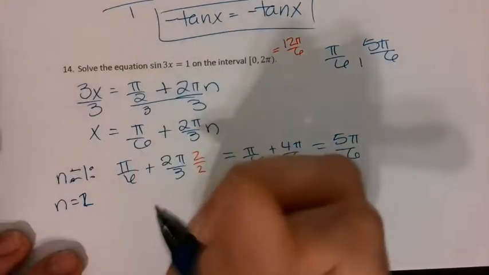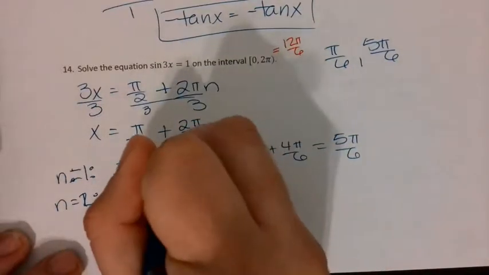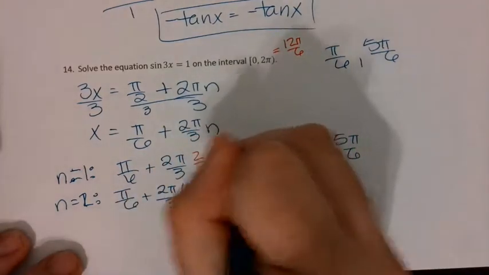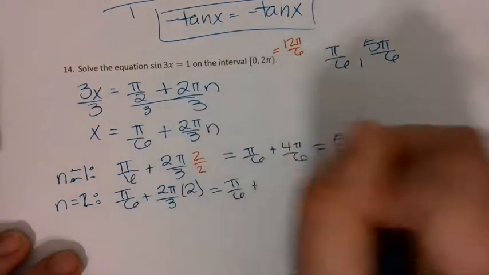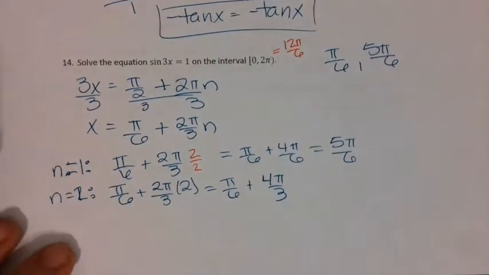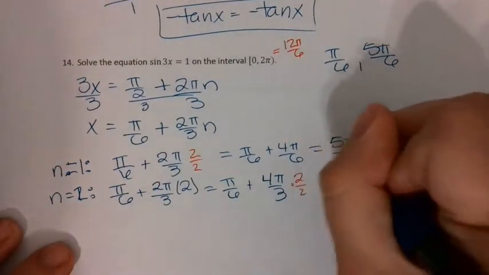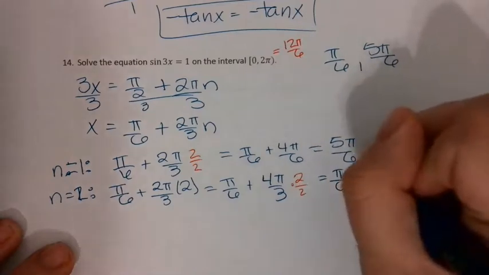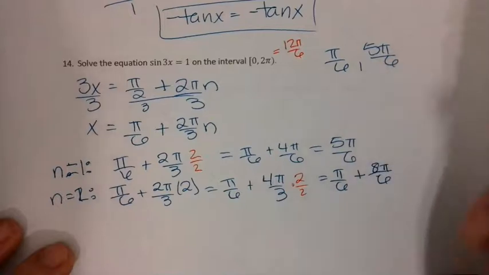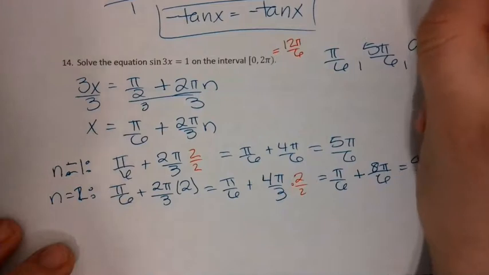Then I'm going to do the same thing for n equals 2. I have pi sixths plus 2 pi thirds times 2, which gives me pi sixths plus 4 pi thirds. I need to turn that into sixths, so I'm going to multiply by 2 over 2. Gives me pi sixths plus 8 pi sixths, 9 pi sixths, which is still less than 12 pi sixths.